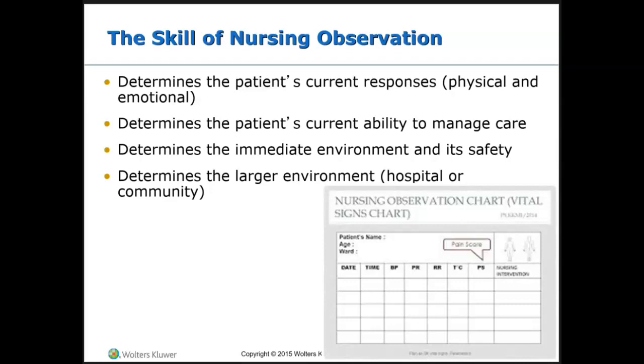And finally, determining the larger environment, meaning, are we looking at the hospital? Are we looking at community? Are we looking at both? Are we looking at free community resources once discharged from the hospital? All of those things. And the observations you do in the hospital and in the community, or when you're in the home as a hospice nurse or a home care nurse, these are things you are going to be evaluating: the larger environment.